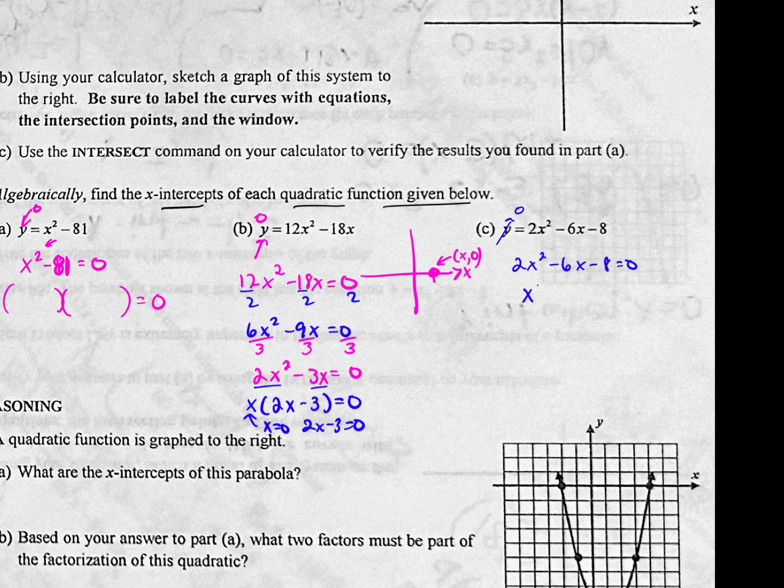This one, I would divide everybody by 2, and now try to factor it. Smaller numbers, right? This is super beneficial. If I leave the 2, I got to do that a times c method. But since everybody divides by 2, now I just have a 1 there, and so it's easier to factor.